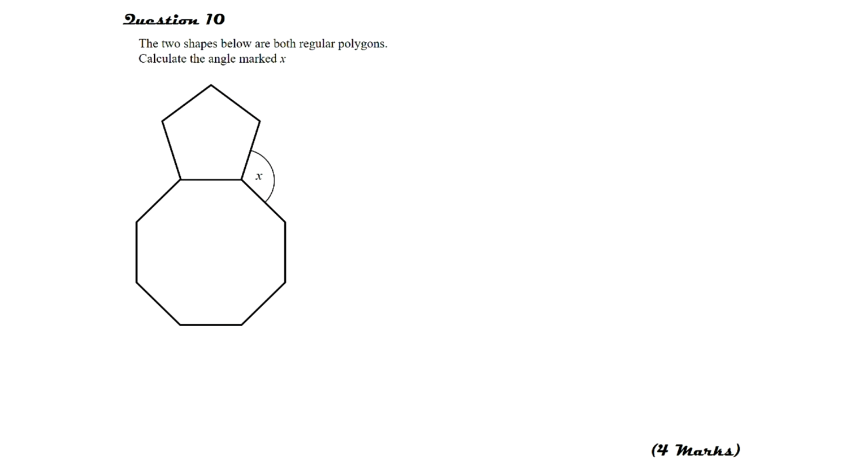So here are two shapes, both are regular polygons, that's important, and we need to calculate the angle marked X. So I've got two shapes here, a regular pentagon and a regular octagon. And the first thing I'm going to need to work out is what is the exterior angle of the pentagon.